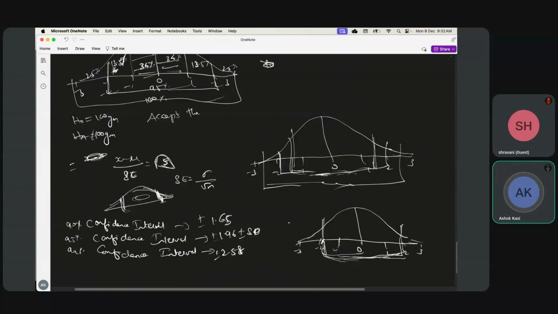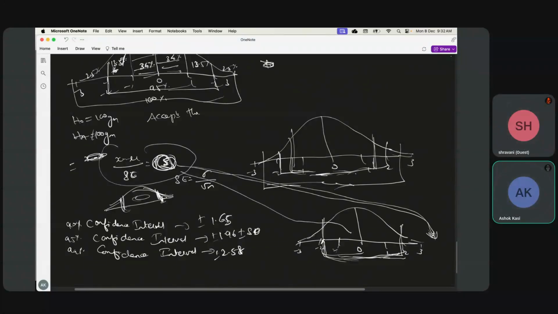So here we will find the Z score, like this is 5. If this 5 is falling outside this range, then we will reject the null hypothesis. And if it is falling within the range, we will accept the null hypothesis. Accept means it is 100 gram only. If it is falling outside, then it is not equal to 100 gram.